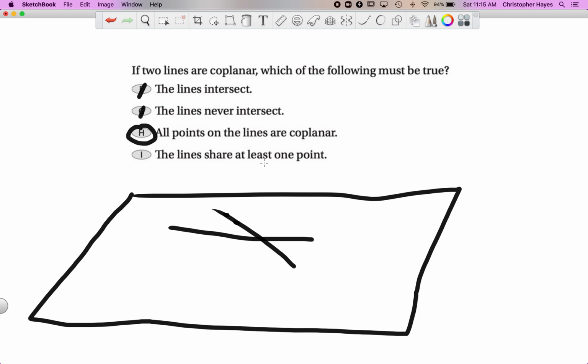And then finally, the lines share at least one point. Well, again, in this example, they do, but if the lines are parallel, then they don't. So it's not that one. So the only one that must be true in this case is H.